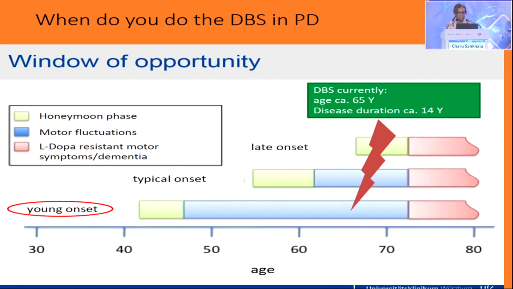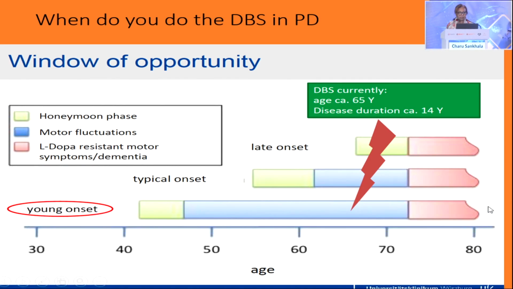This is a very good slide, and I'm going to take you through this slide. So we have three groups. We have a young onset, which is what we commonly see in India. Then we have a middle age onset. If you see the lower graph, this is a young onset. That means the disease began at the age of 45. This is at 55, and this is when the disease began somewhere in the late 60s. In the young onset, you have this honeymoon period when the drugs are working beautifully. You don't have any off periods, you don't have any fluctuations. But then the honeymoon period ends, and then you start having the motor fluctuation.